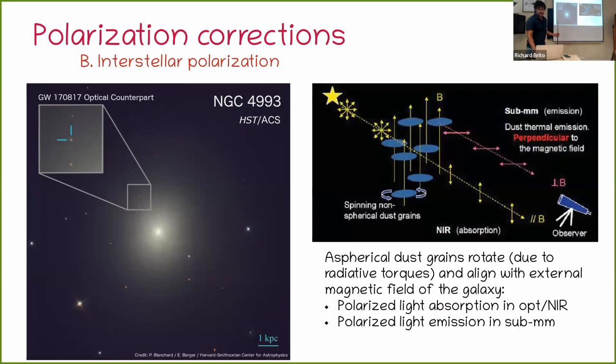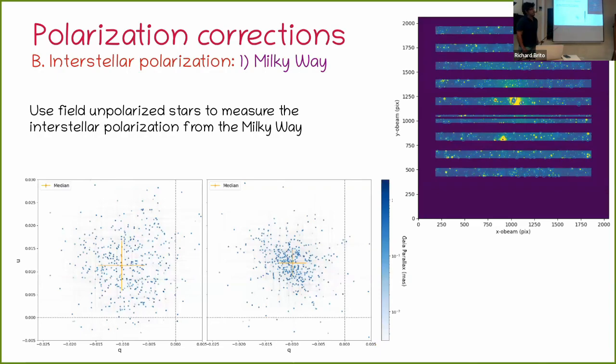And how can we then fix this problem? The problem is that there's dust not only in the host galaxy of the event, but also in our Milky Way there's dust. So you have twice the problem of dust during your observations. What you can do is that in your field of view, there are perhaps a lot of other stars, shown there by circles, and you can match those stars with a catalog to see if they're part of our Milky Way. If they're part of the Milky Way, you measure their polarization, and then you know the polarization of the Milky Way. So that's one way to get the polarization of the Milky Way.